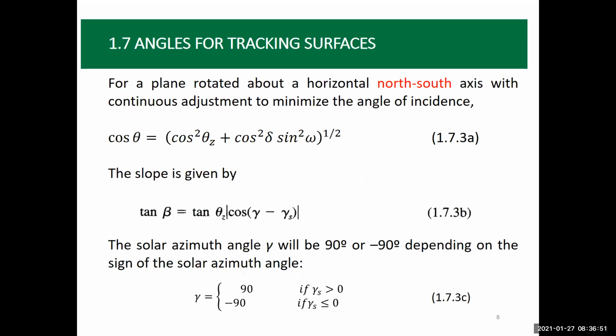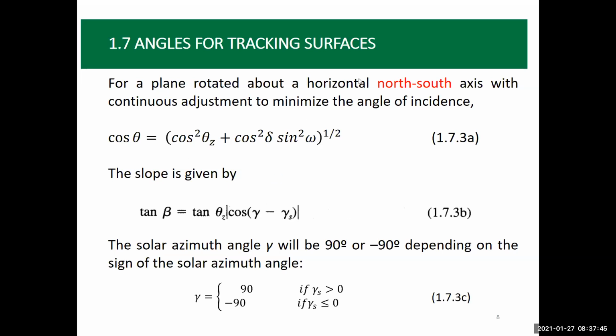Now, the other condition here would be, what if the axis is rotating about a north-south axis. So you are putting your axis as a north-south horizontal axis, and the rotation then becomes going from east to west. Under this condition, the angle of incidence is calculated as cosine theta equals the square root of cosine squared theta z, theta z being the zenith angle, plus cosine squared delta sine squared omega. The slope, again tan beta, is given by this equation, tan theta z into cosine of the solar azimuth angle minus the azimuth orientation of the plate. So the solar azimuth is gamma s, and the azimuth angle of your plane is gamma. And then the gamma is being calculated here.